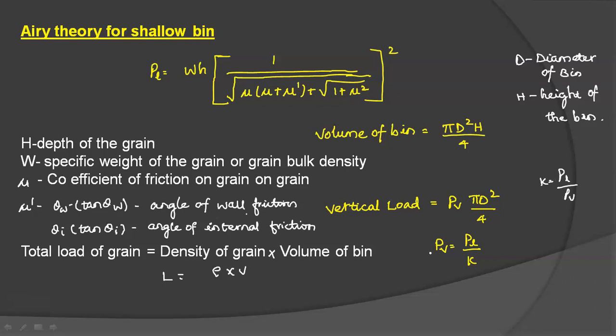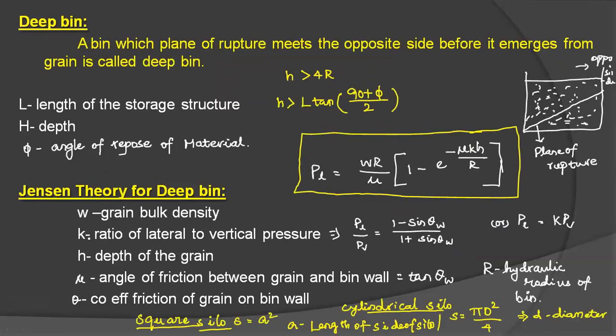So when you are going to find the vertical pressure, we can rearrange this formula: lateral pressure divided by K. So this is the Airy theory for shallow bin. For shallow bin, there are two theories: one is Rankine's theory, another one is Airy's theory. So next we come to the deep bin.